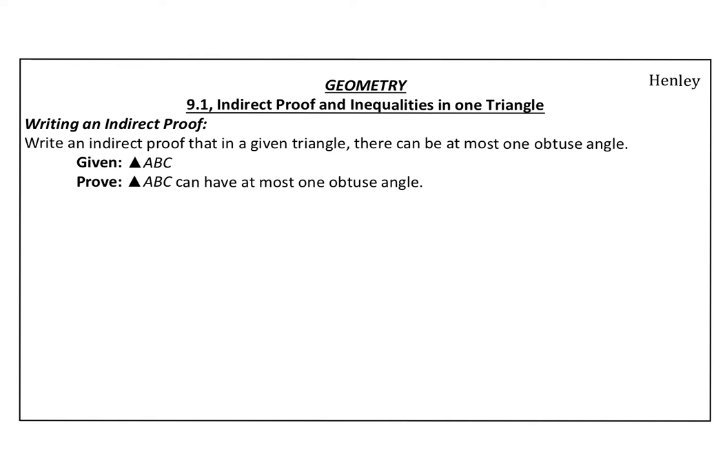In this example, we are given a triangle ABC. Now, we want to prove that ABC can have at most one obtuse angle. So the very first thing that you do is to assume the opposite. So let's assume that triangle ABC has 2 obtuse angles.